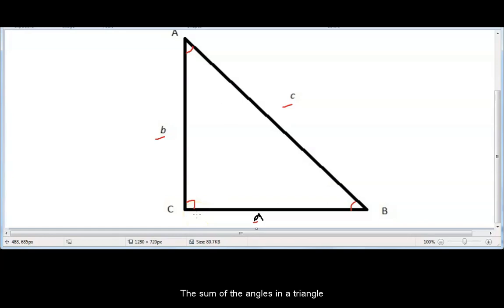The sum of the angles in a triangle is 180 degrees. In other words, we can say that A plus B plus C is equal to 180 degrees.